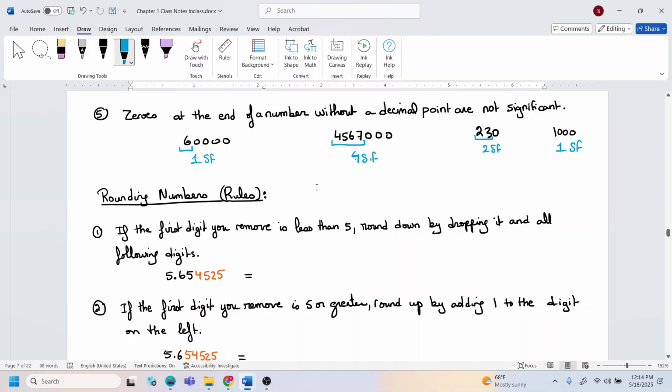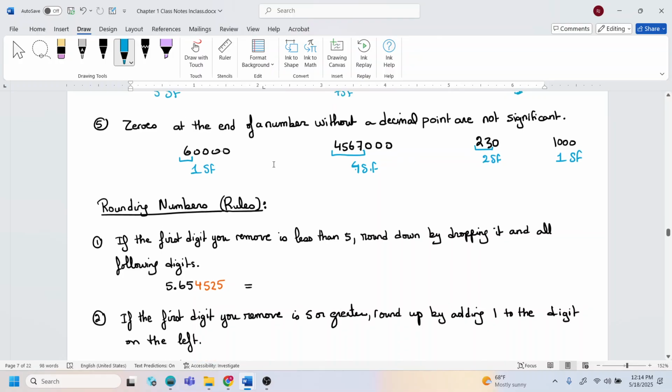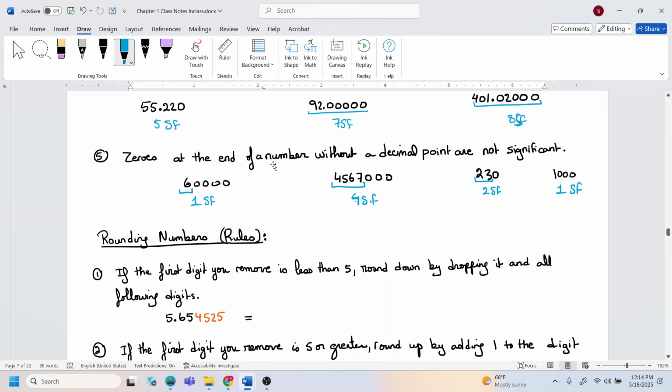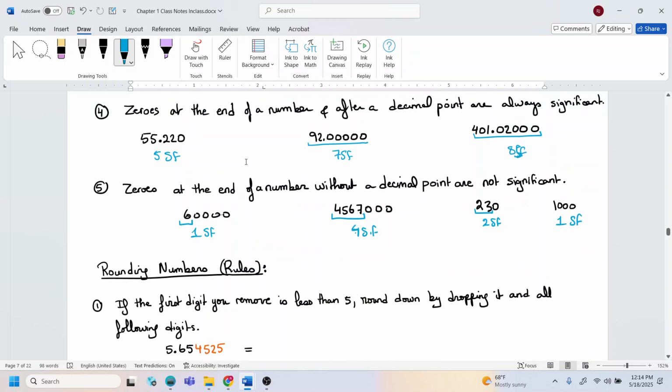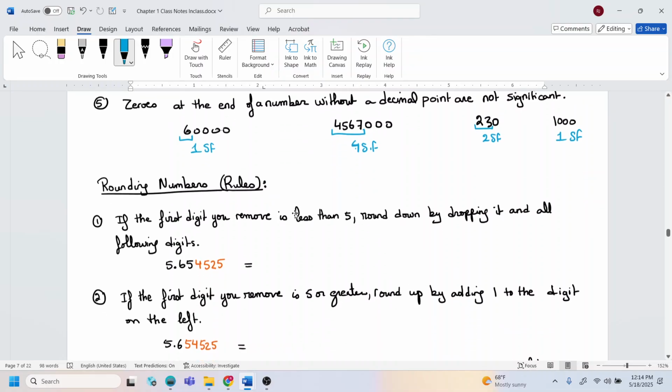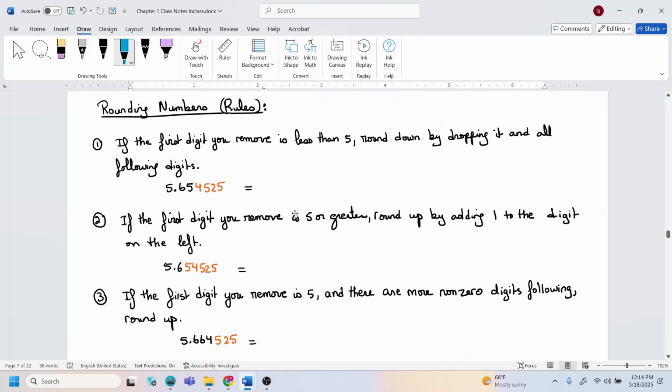So to sum up, when you are working with zeros at the beginning of the number, they are not significant. Zeros at the end of the number, they are not significant unless they are after the decimal point. So if they are after the decimal point, then you have to consider them as significant figures.